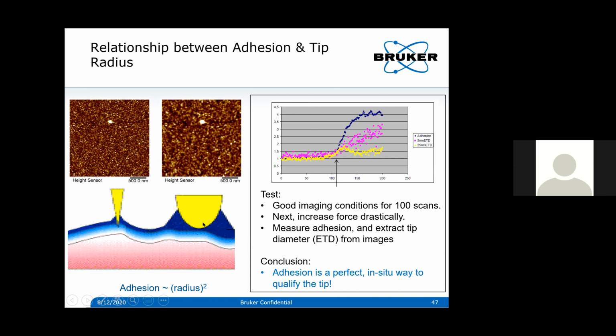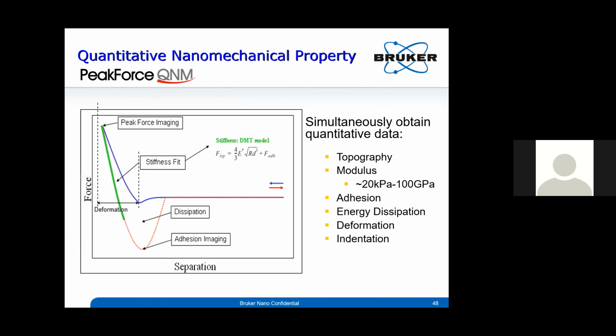So a lot of times people doing high resolution work with PeakForce mode will monitor that adhesion channel. This is an example of imaging in PeakForce mode, and then they intentionally dulled the tip by increasing the force too high. And you can see how the adhesion would grow as the tip was dulling. So this can be useful if you're doing this sort of work. And this is, again, a topography application, but we're using the adhesion to monitor the quality of your topography.